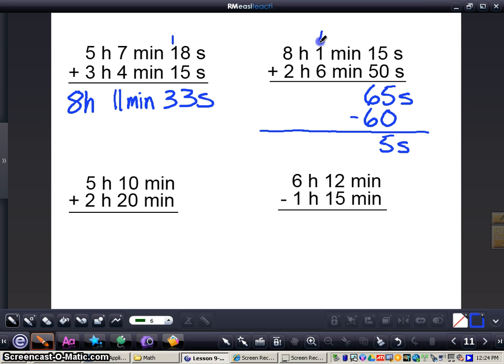And we're going to bring that over to our minutes. Now we have 1 and 1 is 2 plus 6 gives me 8 minutes now. We don't have to regroup or anything there. 8 hours plus 2 hours is 10 hours. So we could say that 8 hours, 1 minute, 15 seconds, plus 2 hours, 6 minutes, 50 seconds, equals 10 hours, 8 minutes, and 5 seconds.